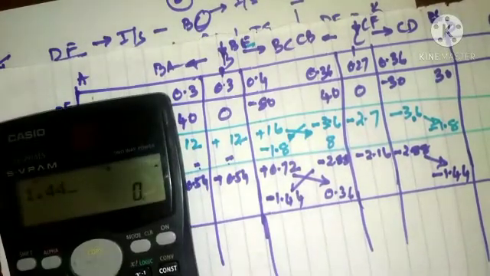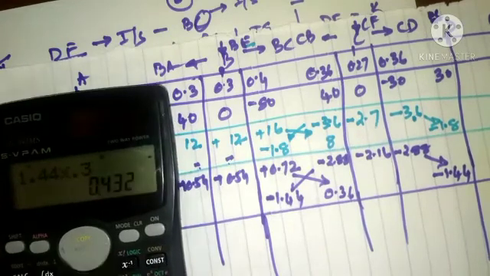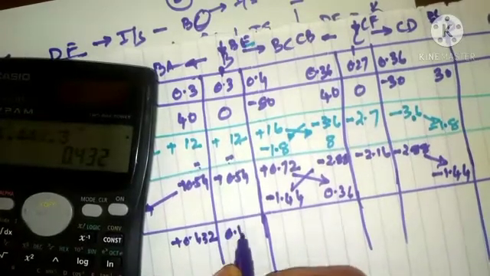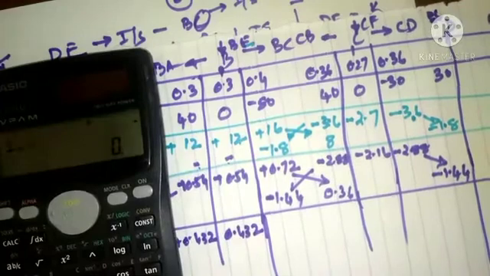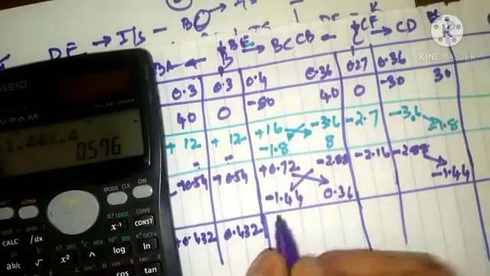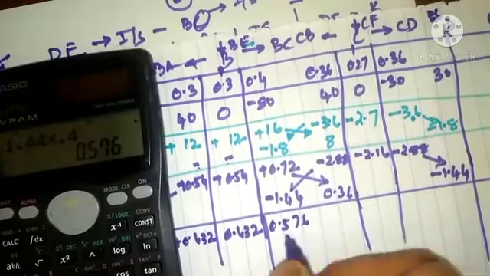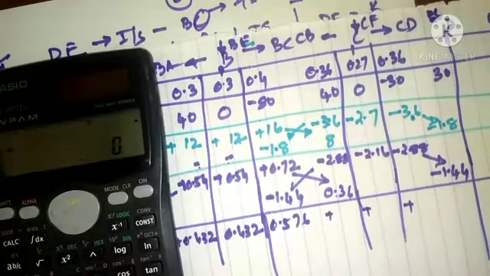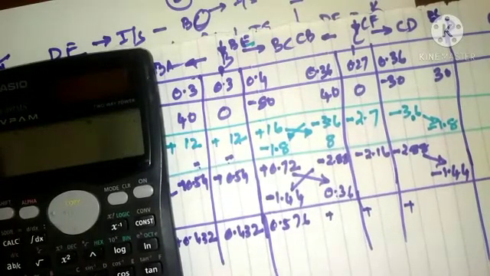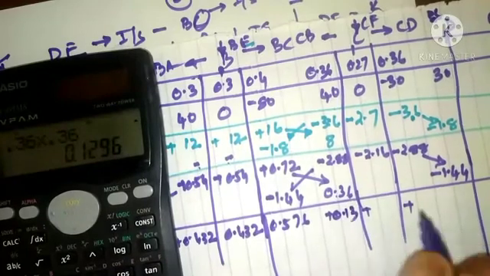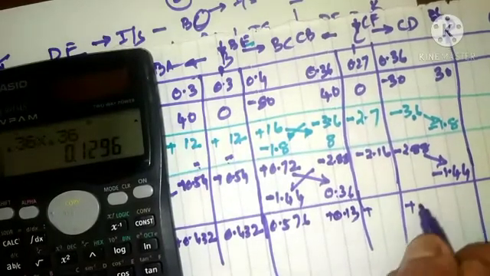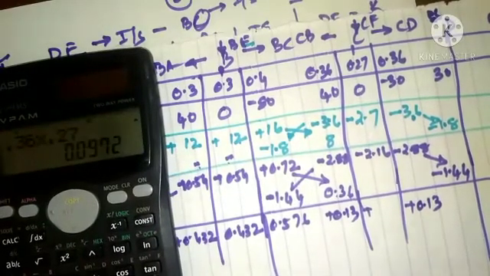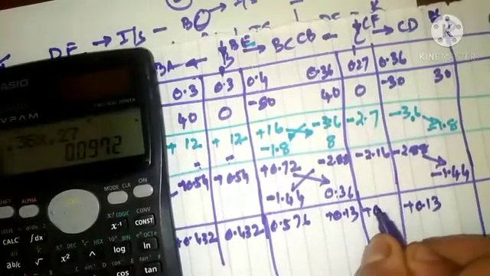1.44 into 0.3, since it is minus, you are going to give it as positive, 0.432. 1.44 into 0.4 is 0.576. All will be positive because you have a negative sign. Now since this is positive, all has to be positive. 0.36 into 0.36 is 0.129, I take it as 0.13. Similarly, here I take it as 0.13. 0.36 into 0.27 comes as 0.09.